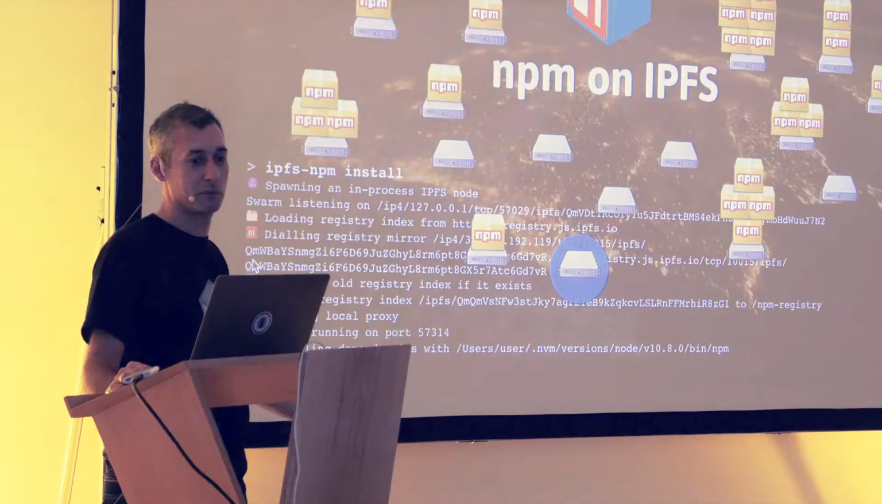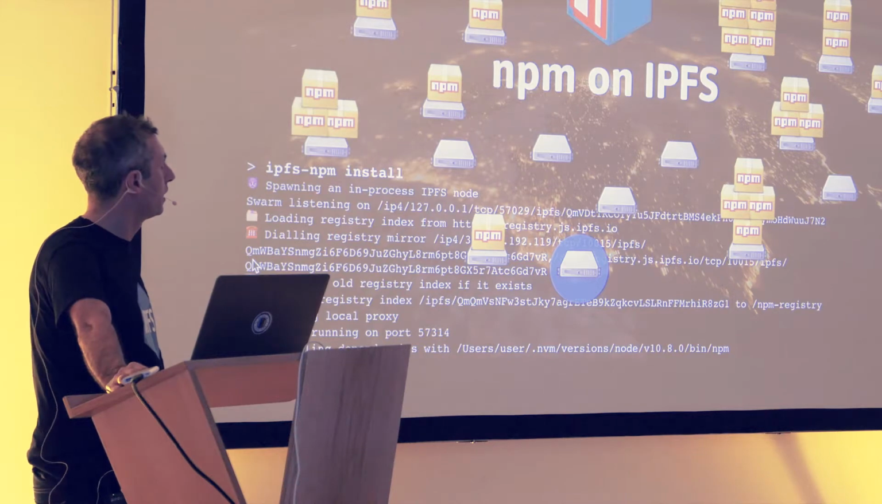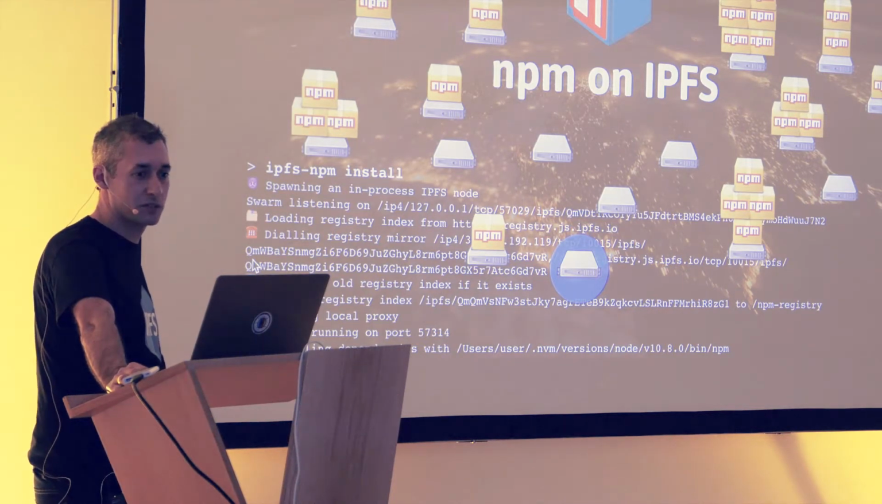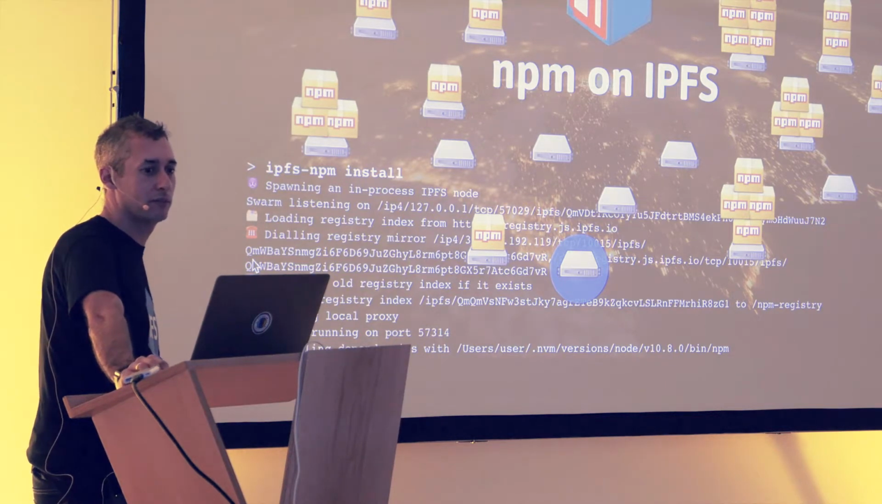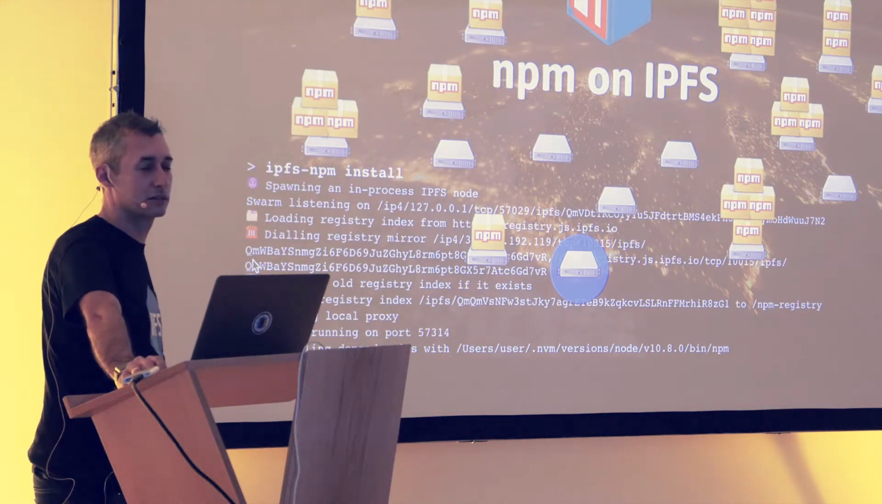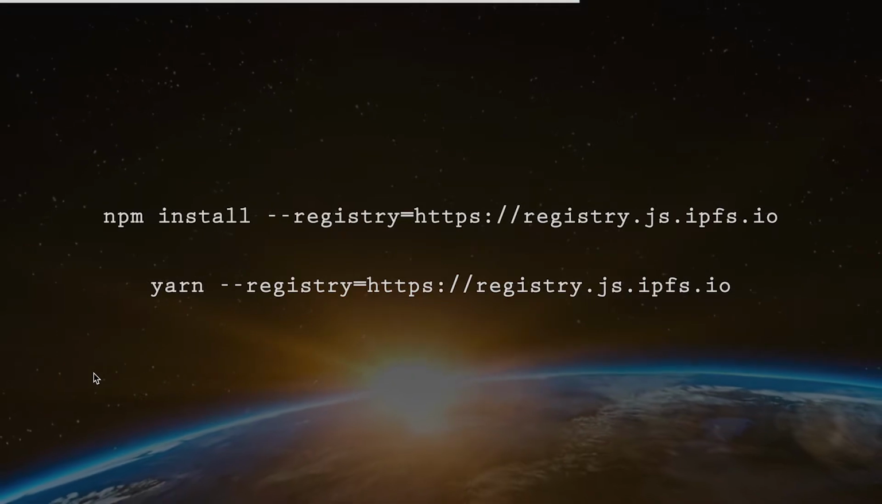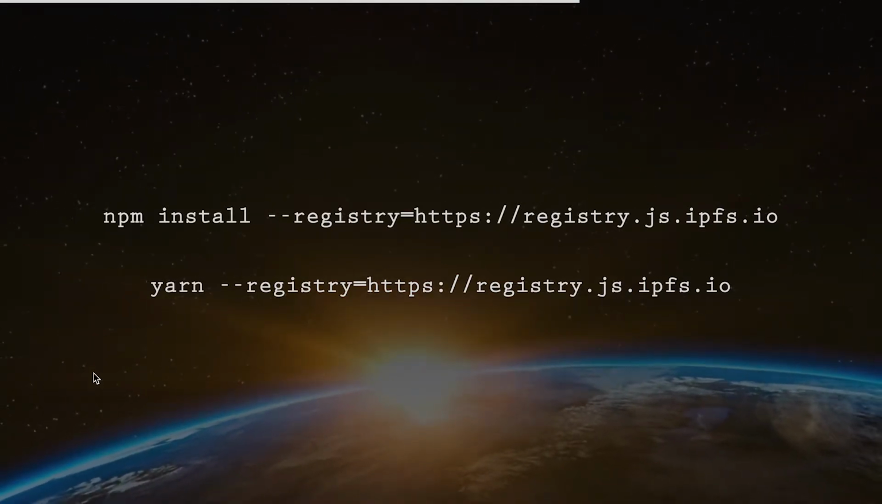But back to NPM on IPFS, what we all came here for. So NPM on IPFS is a commons registry. It mirrors all of NPM onto IPFS. We use it internally to make sure that IPFS can handle terabytes and terabytes of data. And you can use it right now. So if you were to do npm install with the registry option, and then the registry address, it's registry.js.ipfs.io. Yarn as well is supported.